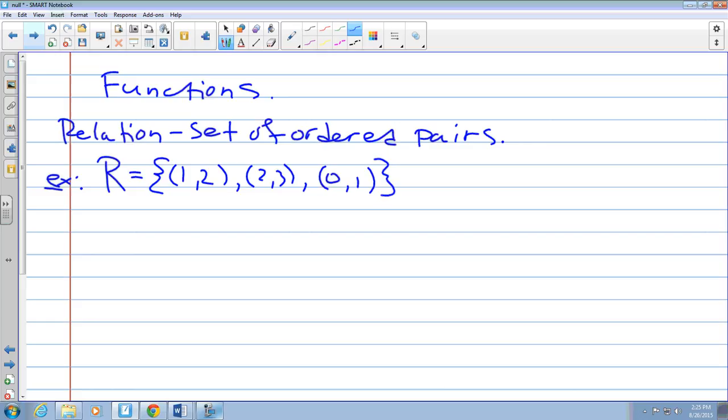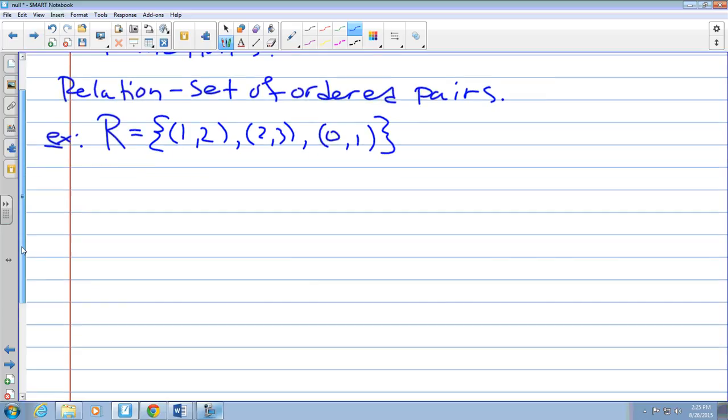So 3 relates to 6, 3 relates to 9, 5 relates to 10. Does that make sense? But it's not the case the other way around. 5 does not relate to 10, and 10 does not relate to 5, because 10 does not divide 5, right? So it's a one-way street.